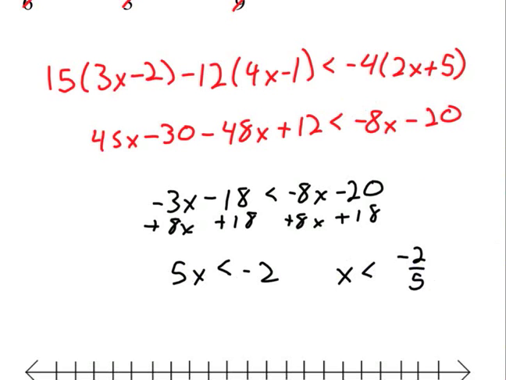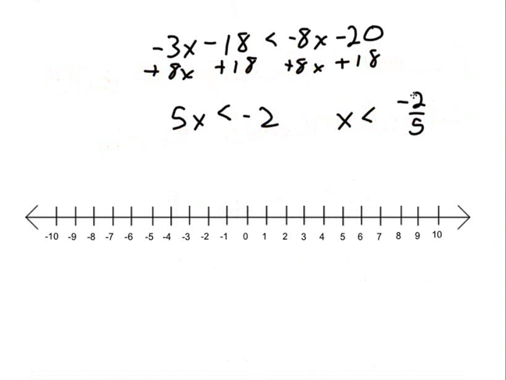Now, don't freak out because it's a fraction. We should be able to figure this one out. So 2/5, that is going to be not quite half. So we're going to go right about here and make sure that you do an open circle because it's not including. And it's less than, so we're going to go this way.